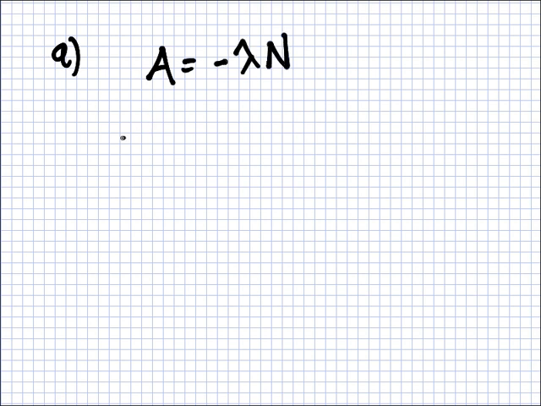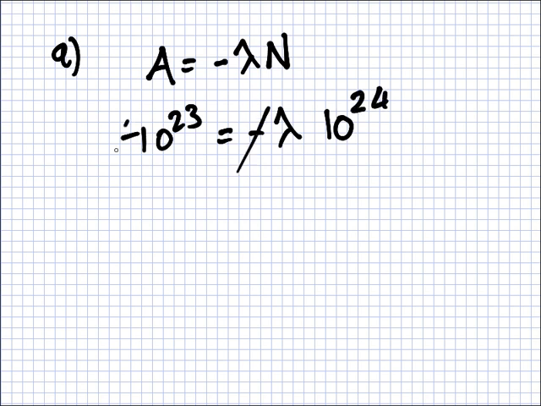So the A is minus 10^23. The lambda is what we want. And the N is 10^24. So the minuses cancel, and the lambda is 0.1. And what's the unit for lambda?